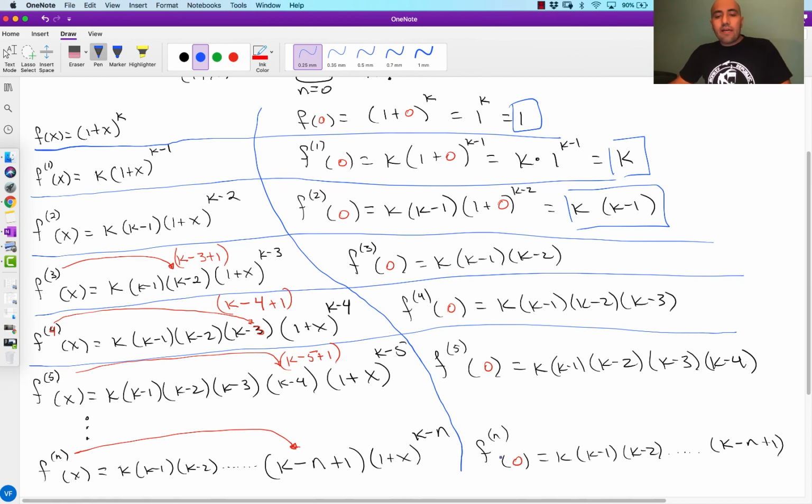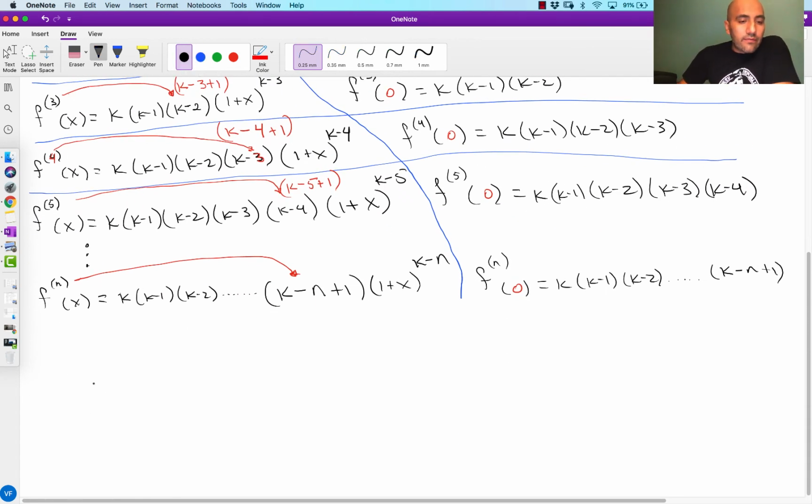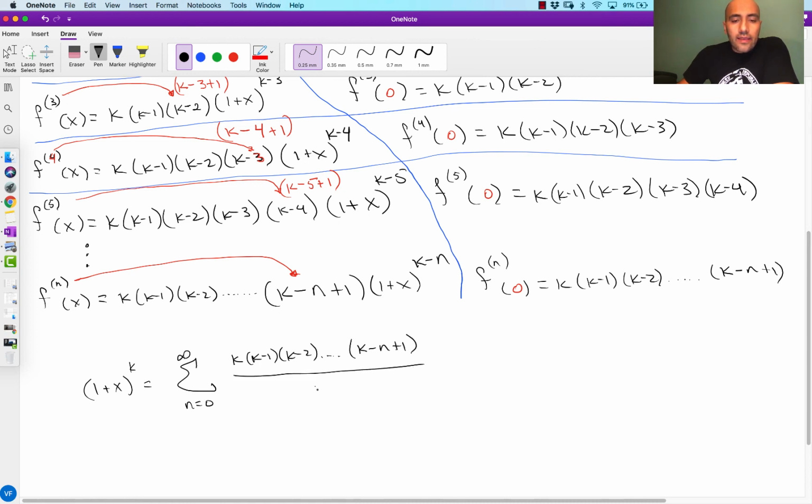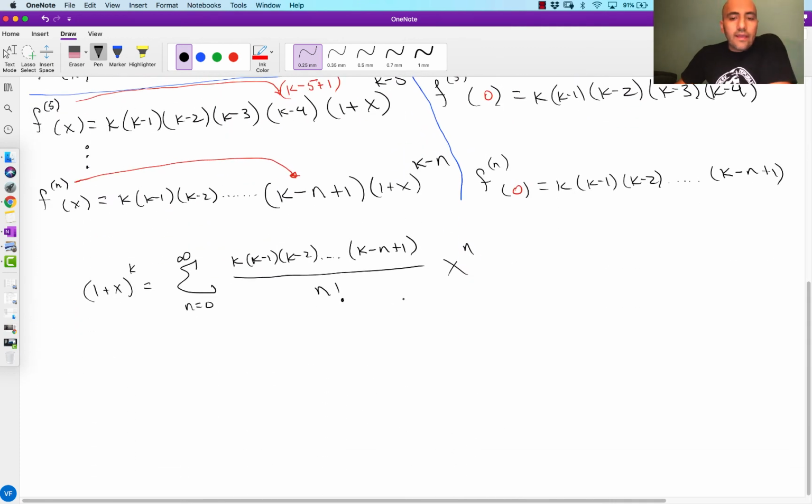Okay, so now we have the value for the nth derivative evaluated at 0, so we can come back up here and replace this part with what we just found. Let me rewrite it over here. So we have that 1 plus x to the power of k is equal to the sum as n goes from 0 to infinity of k times k minus 1, k minus 2, dot dot dot, and we stop at k minus n plus 1, all over n factorial, x to the n. Okay. So when is this going to converge? That's the question. When is this going to converge?